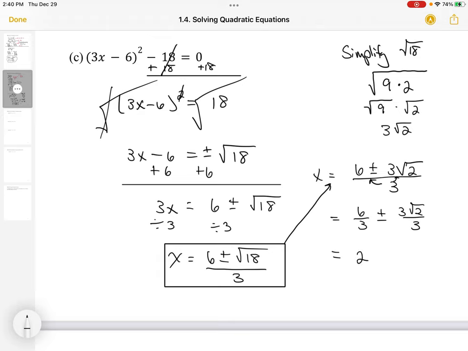6 divided by 3 is 2 plus or minus 3 radical 2 divided by 3. I can divide the 3 on the outside because it's not inside a radical. I'm left with just radical 2. So my answer, simplified, is 2 plus or minus radical 2.